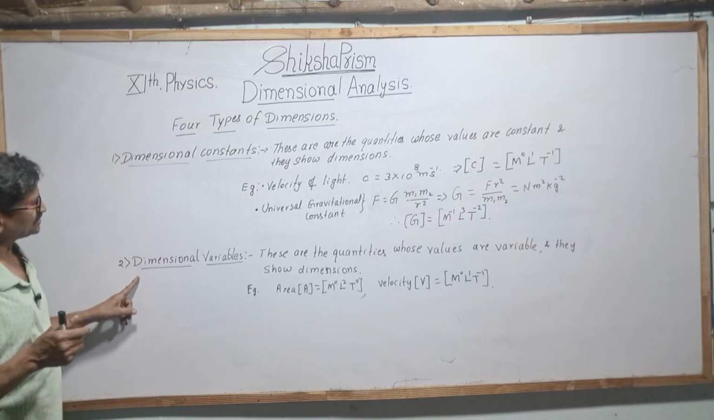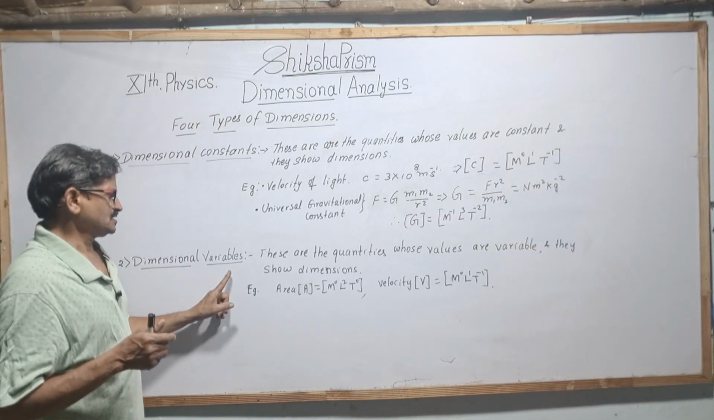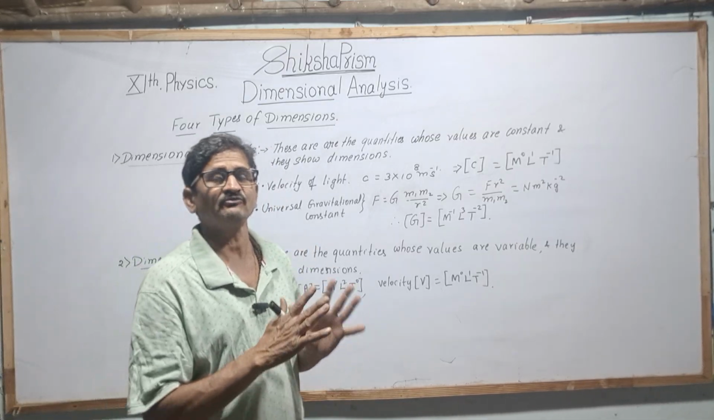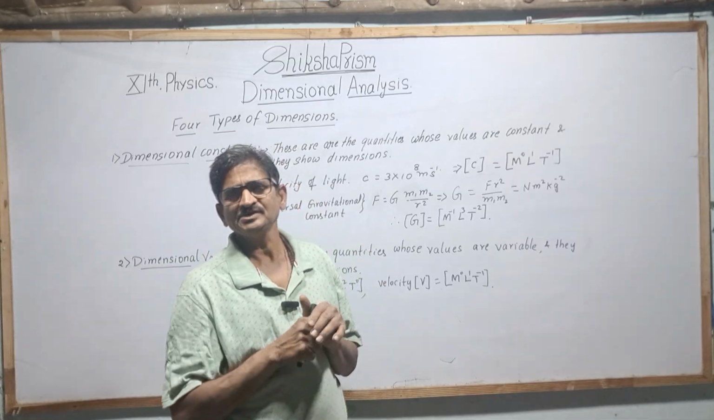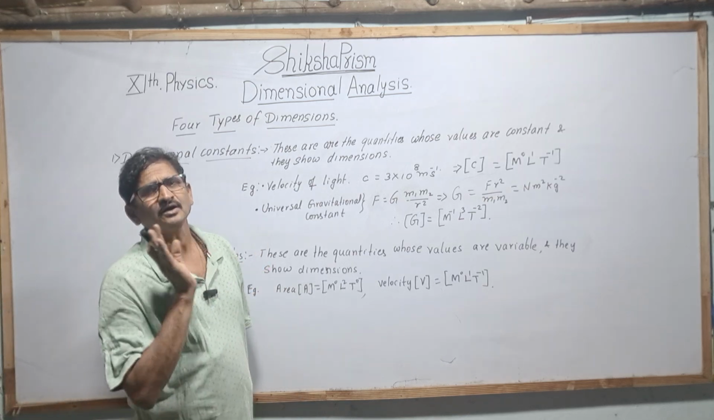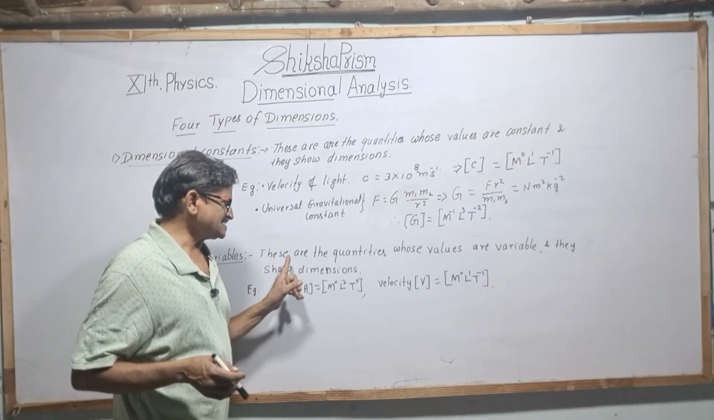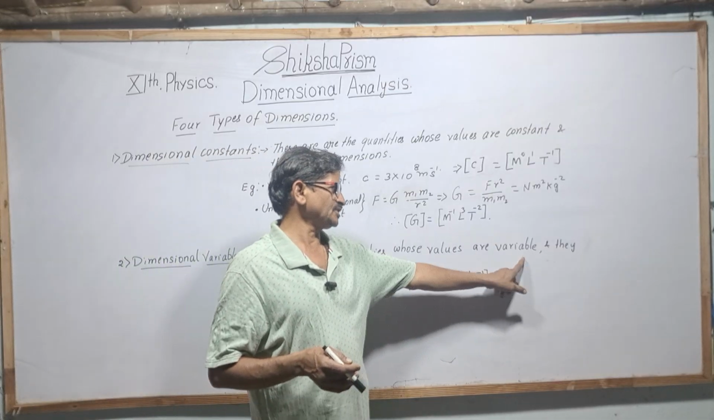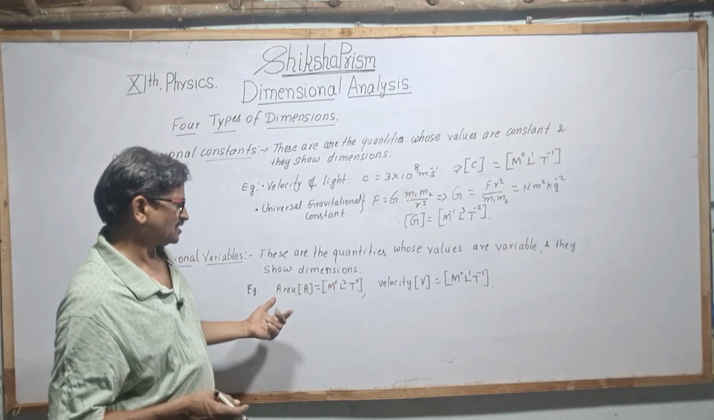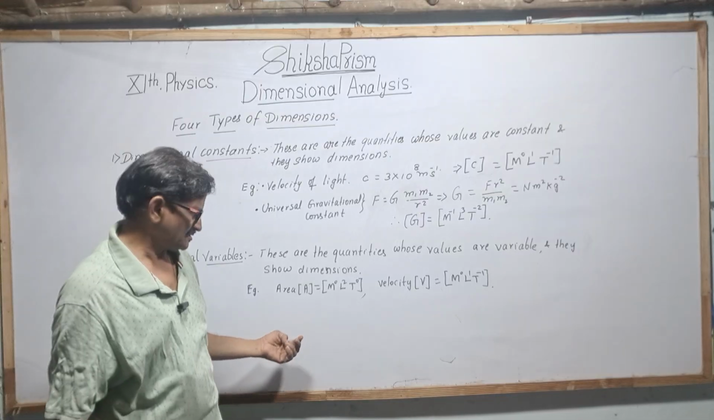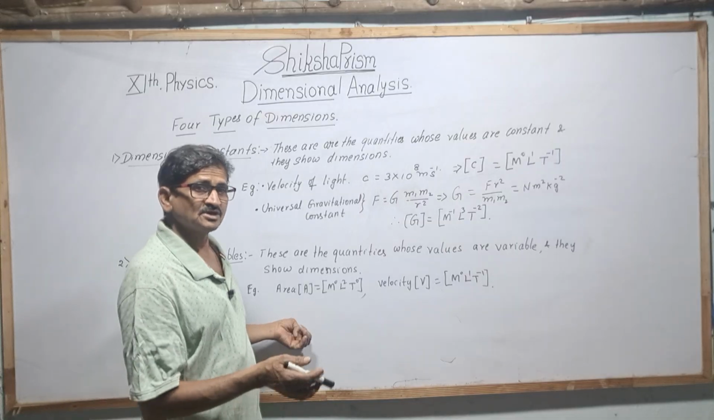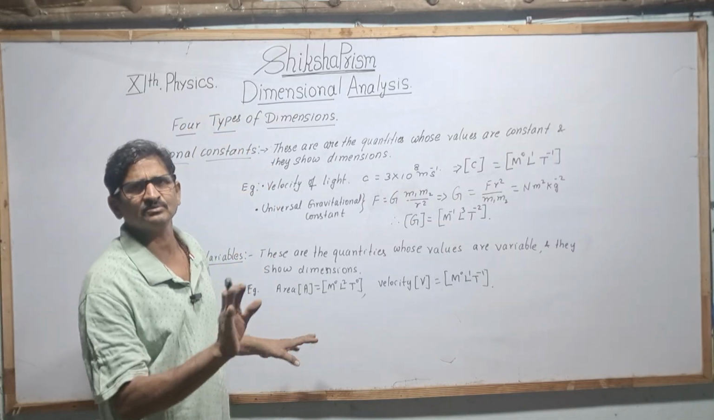one more type. So this type is what? Dimensional variable. Dimensional variables means here values are not constant, their values are changing. We can change their values, but they are also showing dimensions. These are the quantities whose values are variable and they show dimensions. Two examples I have taken, but many examples are there in physics: other than constants and some trigonometrical terms, all remaining are dimension formulas with variable values.